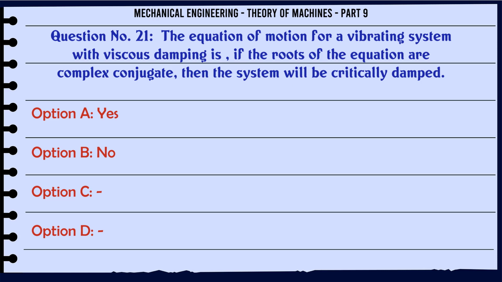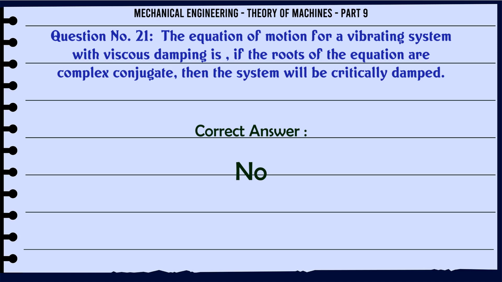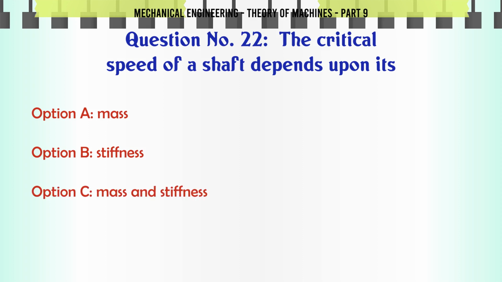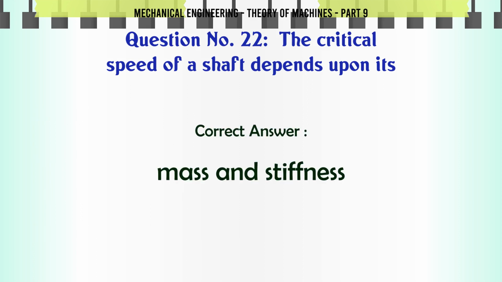A. Yes, B. No, C. D. The correct answer is no. The critical speed of a shaft depends upon its A. Mass, B. Stiffness, C. Mass and stiffness, D. Stiffness and eccentricity. The correct answer is mass and stiffness.